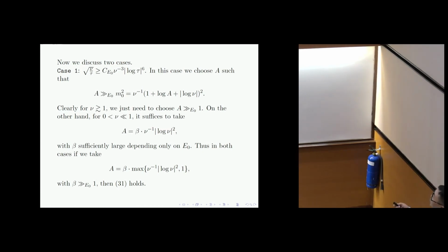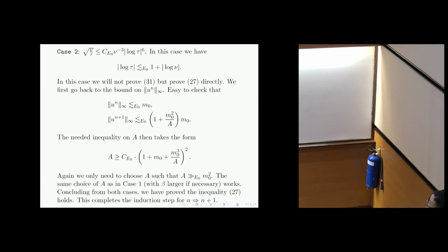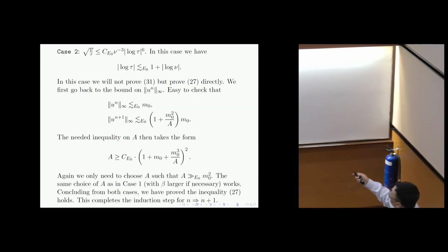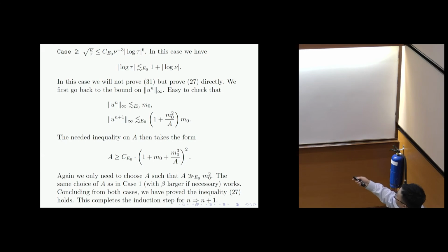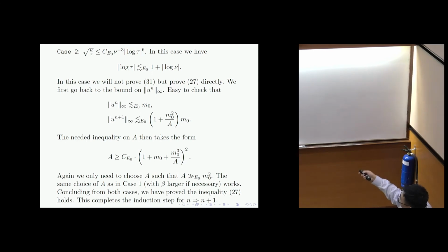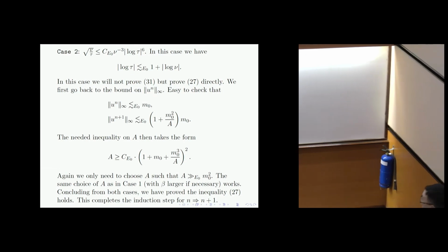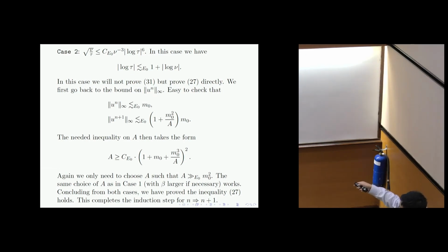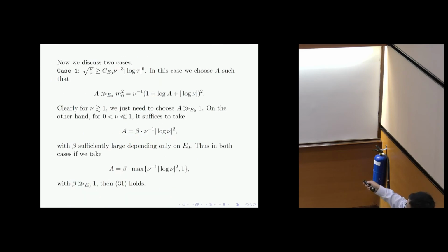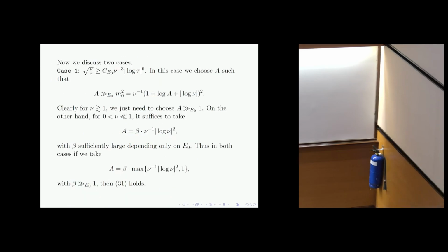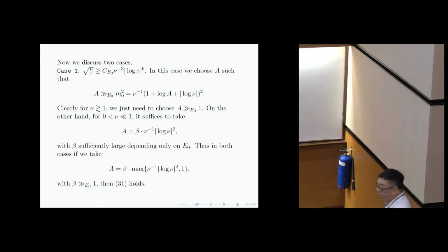So that's case 1. And case 2, when this is less than that, we can also select A to satisfy this inequality. Don't forget, this M0 is only related to A and nu, so we don't have any relation with tau. So you further select that, collect that, and solve for A, and essentially A is also greater than this nu inverse and the log nu square. So that's the main part of the theorem.